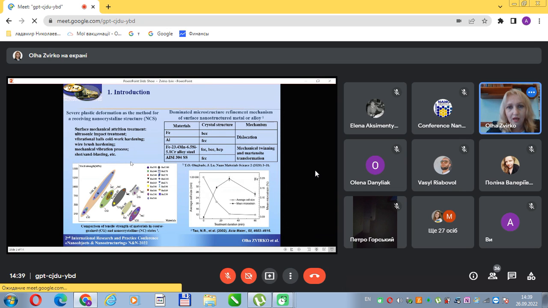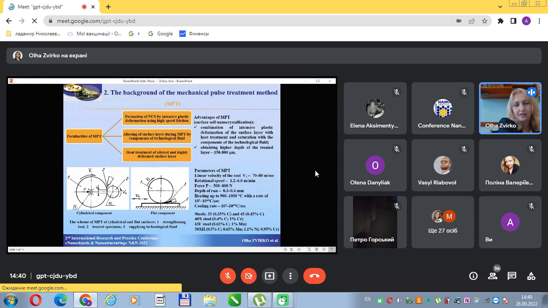Also here we can see a dominated microstructure refinement mechanism of surface nanostructures for different metals and alloys. For example, for iron, the main mechanism is dislocation movement, and crystallites of tens of nanometers can be obtained by such a treatment. So one of the methods which can be used for generation of nanocrystalline surface structures is the mechanical pulse treatment method, which is developed in our department.